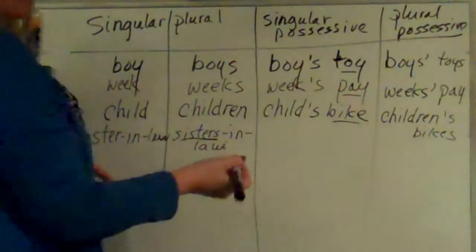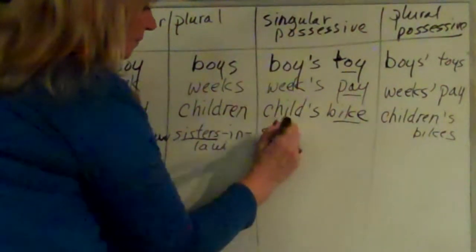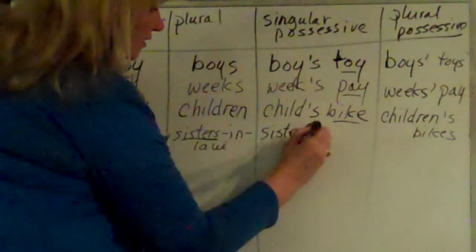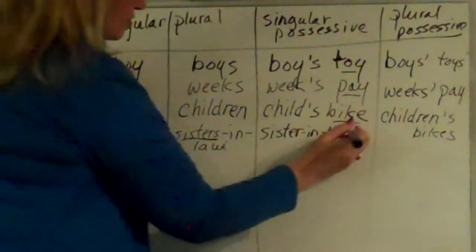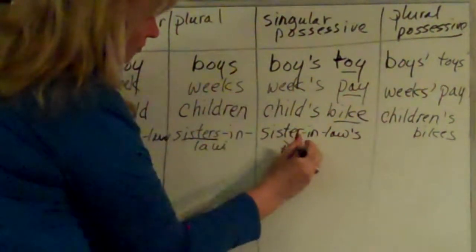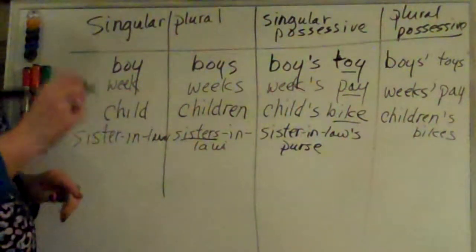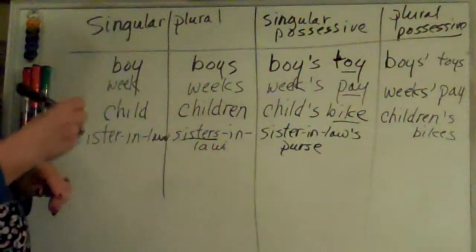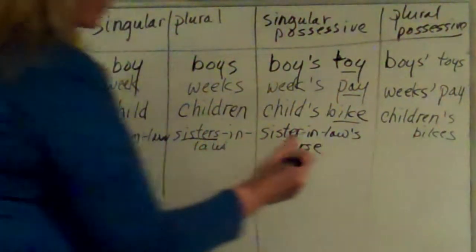Okay, so let's say it's the purse of my sister-in-law. So it's my sister-in-law. Now I'm going to make it possessive. Apostrophe S, and then purse. Remember, it's always going to be followed by a noun. Okay, then when it's plural, it would be the purses of my sisters-in-law. It'd be like my 2 sisters-in-law, okay?